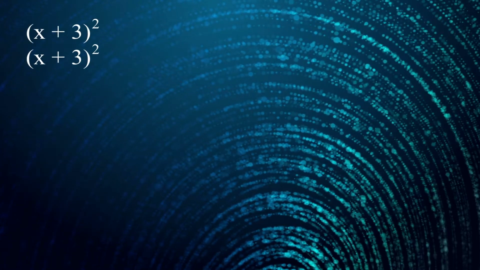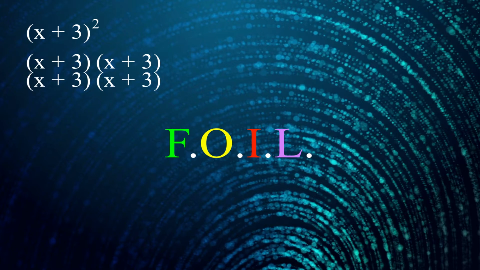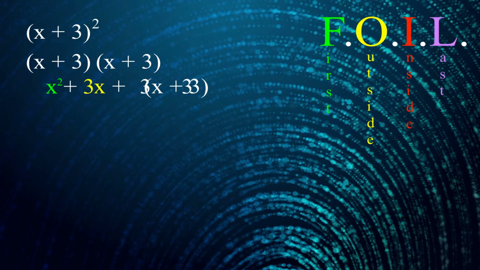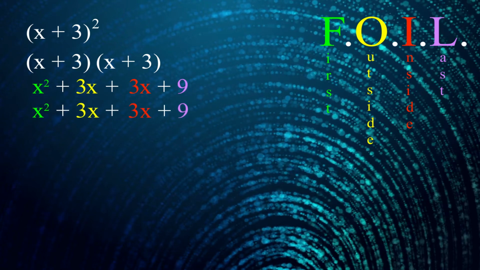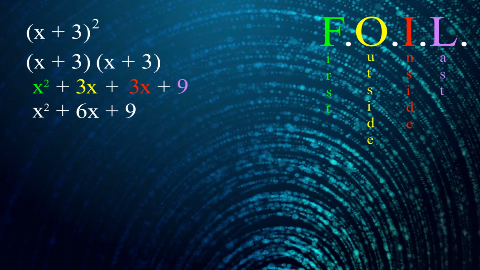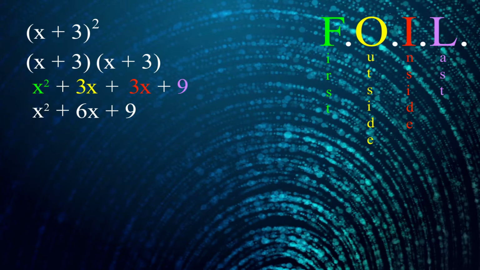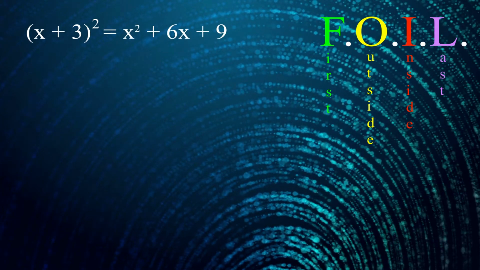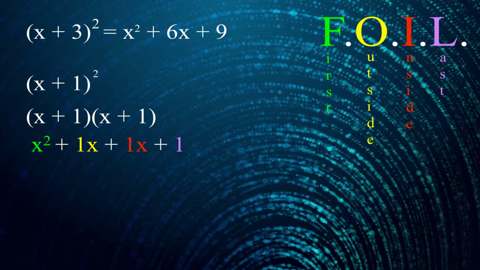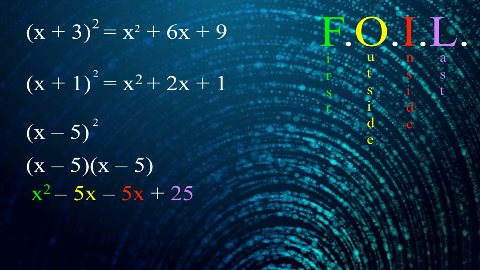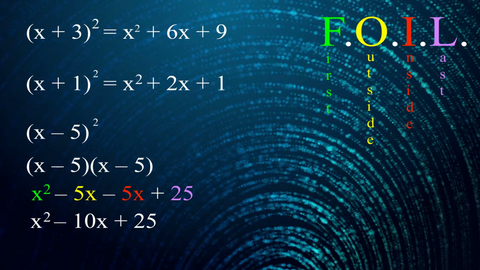Maybe at some point in your schooling, you learned the acronym FOIL, which tells you that squaring a binomial really results in 4 different products. Oh, yeah, right. It's x squared plus 6x plus 9. I got this. If that's your inner monologue, that's fantastic. To test that fact, let's square a lot more binomials. (x + 1) squared would be x squared plus 2x plus 1. (x - 5) squared would be x squared minus 10x plus 25.